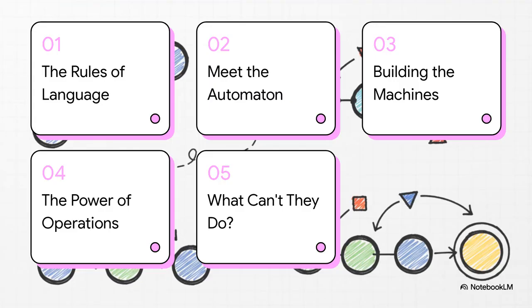So, here's our game plan for today. We're going to start with the basic rules of the game, what we even mean by language in this context. Then, we'll meet our pattern-matching hero, the automaton. After that, we'll see how to actually build them, how to combine them to make them even more powerful, and then the big reveal. We'll discover their one surprising secret weakness.